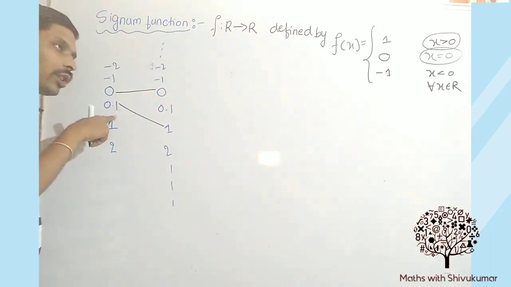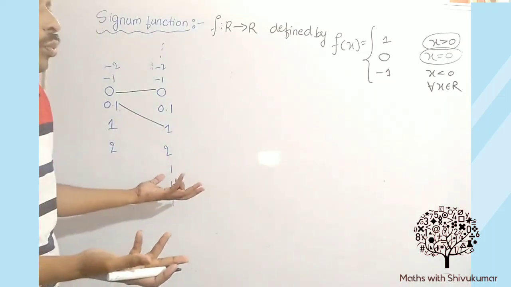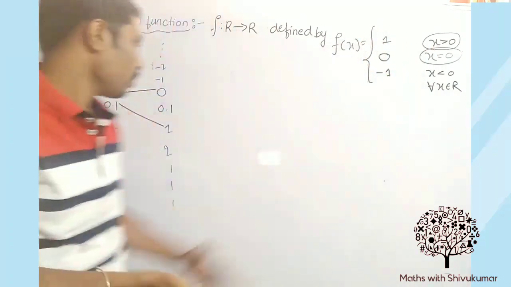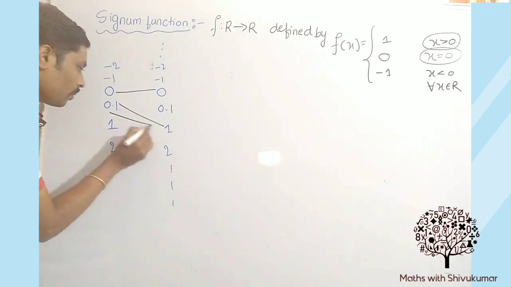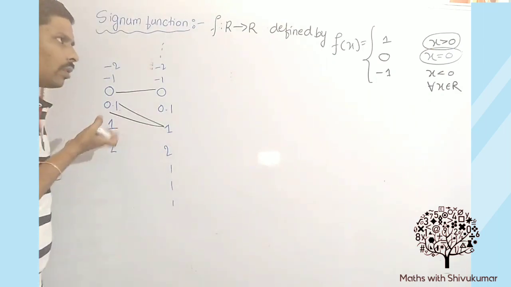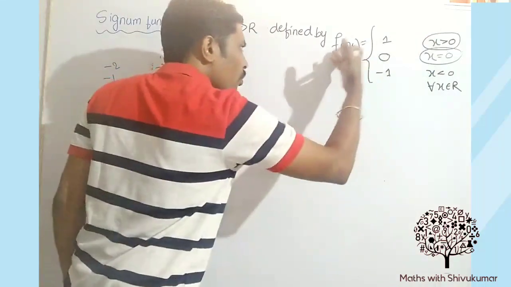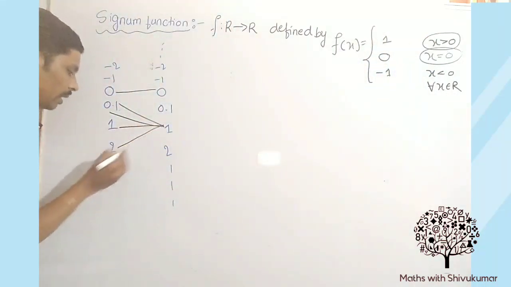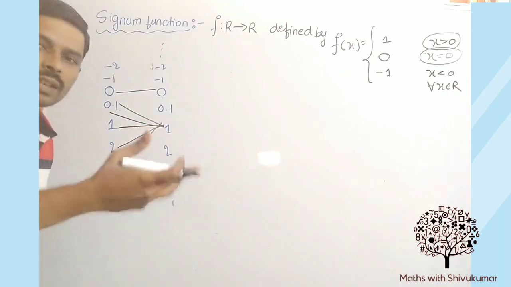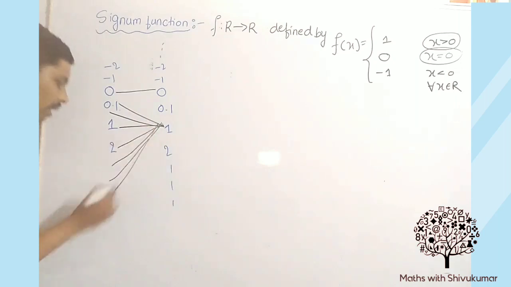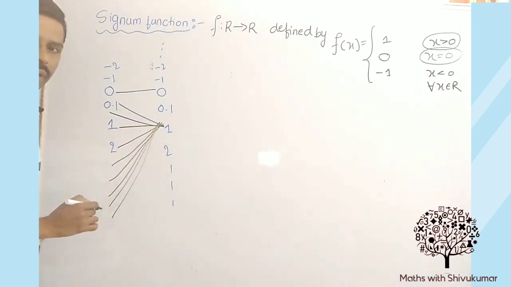Sir, if I take 0.2, no problem. Is 0.2 greater than 0 or not? Again you will get 1. If you take 0.2, 1. If I take 1, no problem, 1 is greater than 0. The output is 1. If I take 2, 3, 4, 5, 6, 10, 100, 420, 1000, what will you get? Only 1 you are getting, no? All the values are connecting to 1.